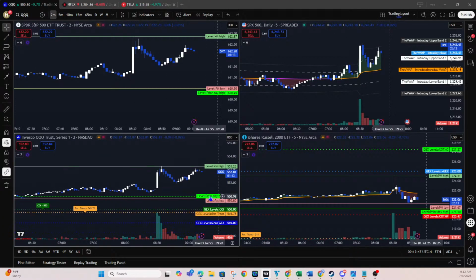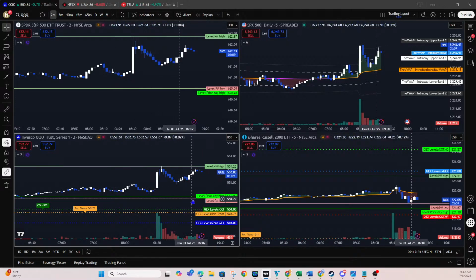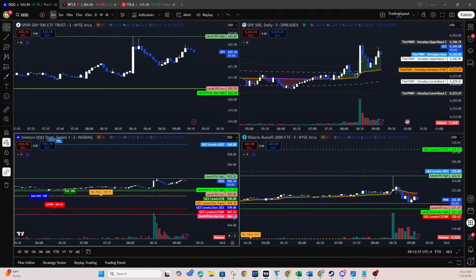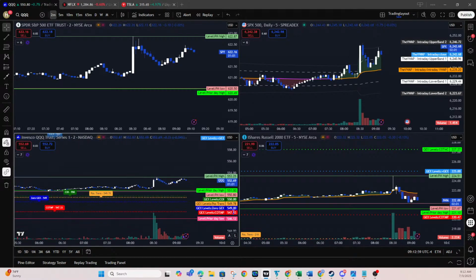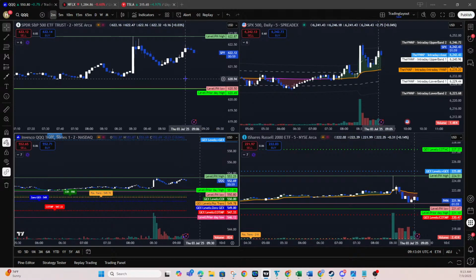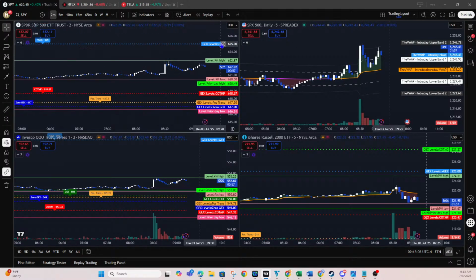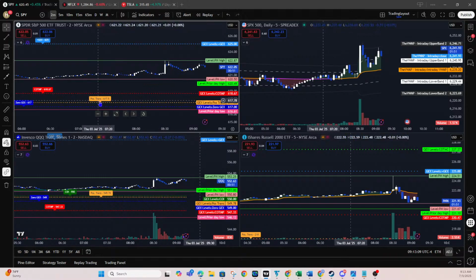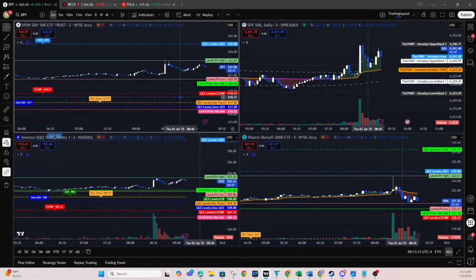We see that we're going to open above COI and PTrans on Qs. So a pullback towards 549, 550 would not be out of the question. And obviously we see COI or plus GEX up there at 560. So that would be an area to the upside where we'd most likely see some stalling. And then SPY plus GEX 625. So again, that area would most likely be a cap on price unless the structure continues to move up above transition levels. So again, those will continue to be supportive on any pullback.